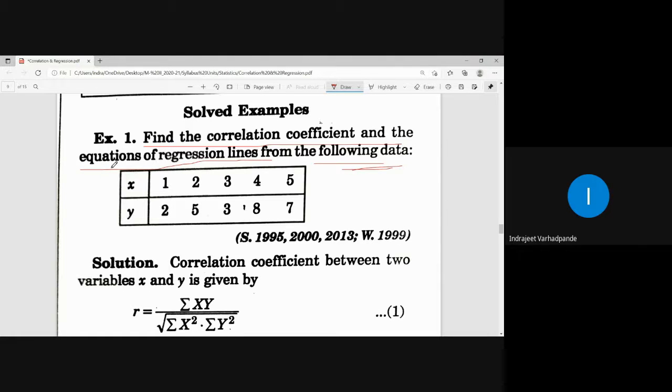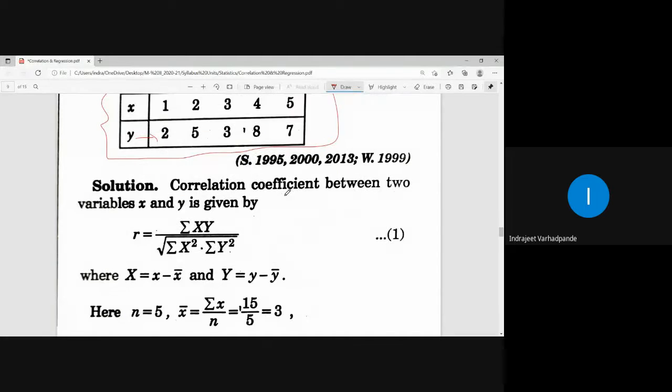So we have the table provided for the values of x as well as y. The values of x are 1, 2, 3, 4, 5 and the values of y are 2, 5, 3, 8, 7. The correlation coefficient between the two variables x and y is given by r equal to summation XY upon under root of summation X square into summation Y square. But capital X is nothing but x minus x bar, and capital Y is nothing but y minus y bar. These are the deviations from their mean. X bar and y bar represent the mean.